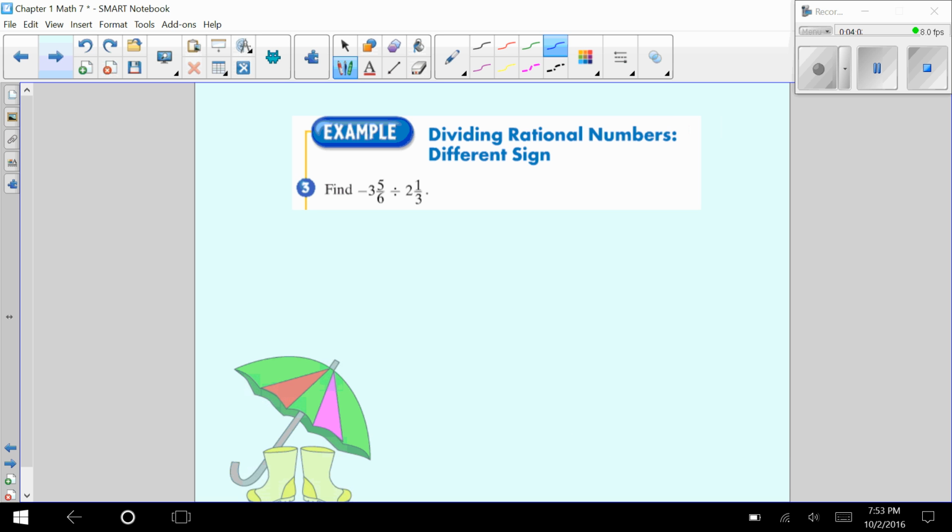All right, when we're dividing with different signs, a negative divided by a positive, our answer is, you guessed it, negative. Let's change these into improper fractions to start. Negative 3 and 5/6 becomes negative 23 over 6, divided by 2 and 1/3 becomes 7 over 3. Now I need to flip my second number and change the division to multiplication. We have negative 23 over 6 times 3 over 7.